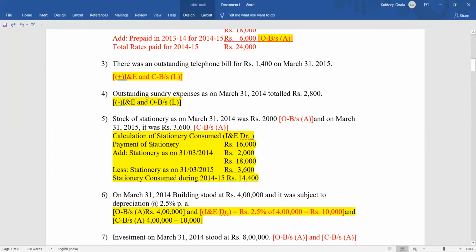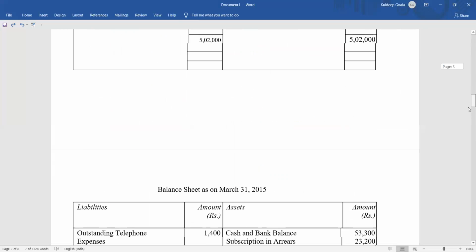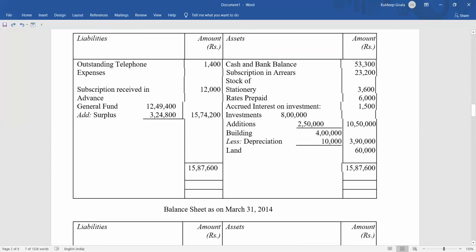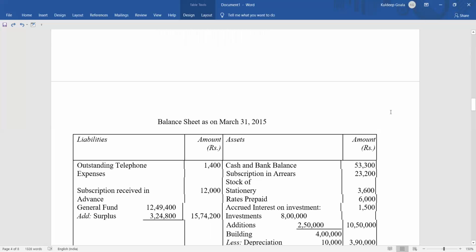Outstanding sundry expenses, that is also over. Then coming to the next one, stationery consumed. This is the closing stationery for this year. That will come on the asset side, 3,600, isn't it? So it will come in the closing balance sheet, asset side: stock of stationery, 3,600. Here, stock of stationery, it is 3,600. Then let's go to the next one.